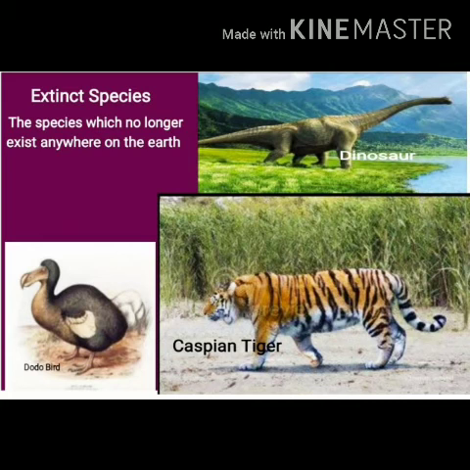Students, you all have heard the name of dinosaurs, which were present on earth in the ancient time, but now we are not having that animal. So that is an example of extinct species. Other examples are also there: dodo, cave lion, Caspian tiger, and many more. None of the members of these animals are alive, they all are dead.